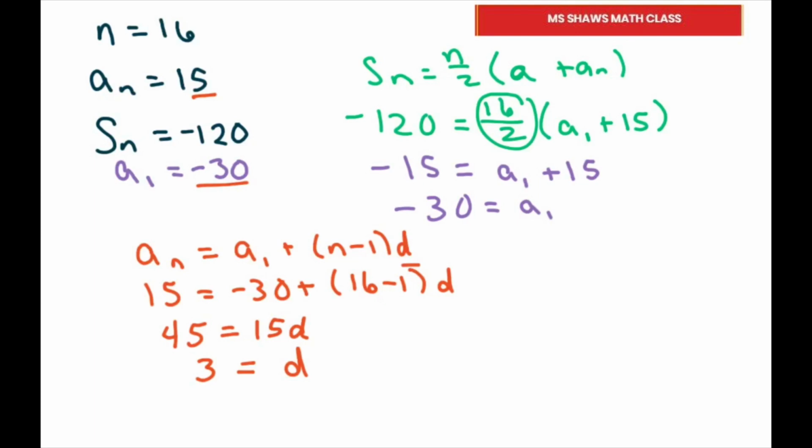So now we have to write out the first three terms. So the first term was negative 30. And we're going to add 3, so that's going to be negative 27. And then we're going to add 3 again, and so that's going to be negative 24. So again, this is your first term, your second term, and your third term.